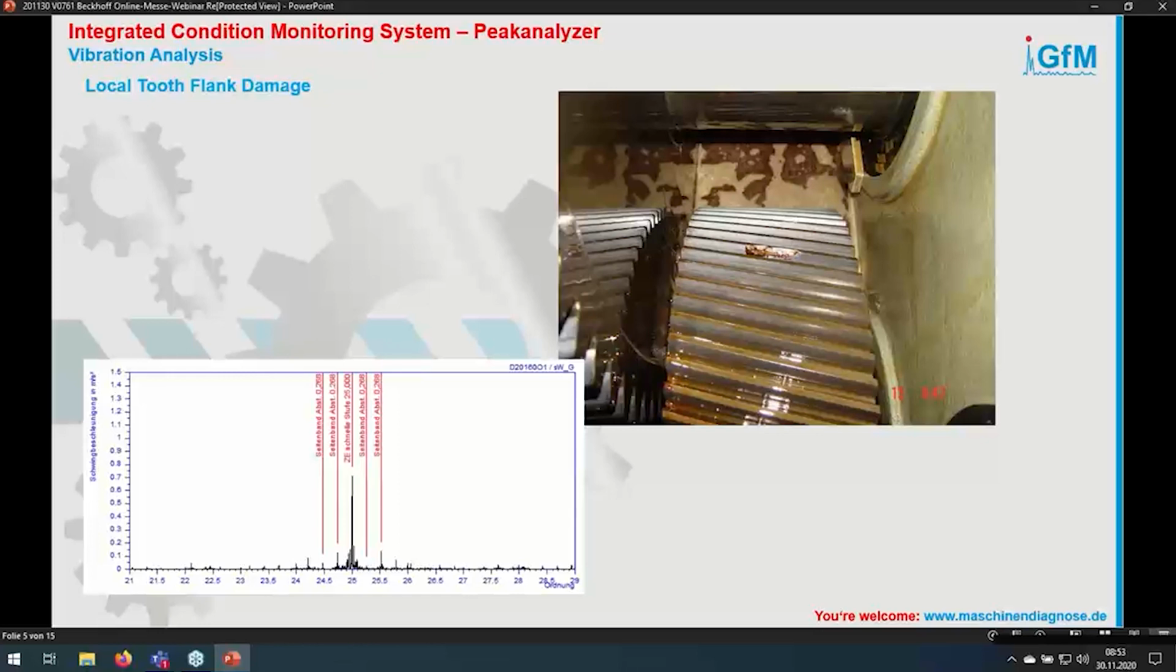Some examples for that: if you have a local tooth flank damage on a gear, it may look like this. You can find this specific damage in the order spectrum, where you have the tooth mesh frequency in the middle, and near to that you have sidebands at the rotating frequency of the shaft that is on the gear. This is just one example of how we determine this specific damage. You don't have to know how we do this exactly. You only have to enter, in this case, the tooth number of the gear, and our system will do the rest mainly alone.